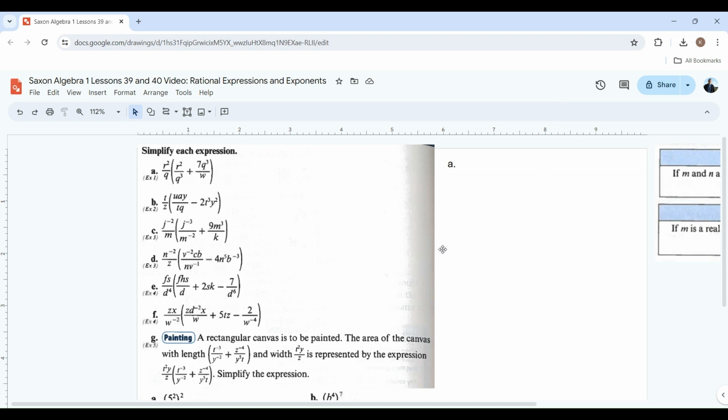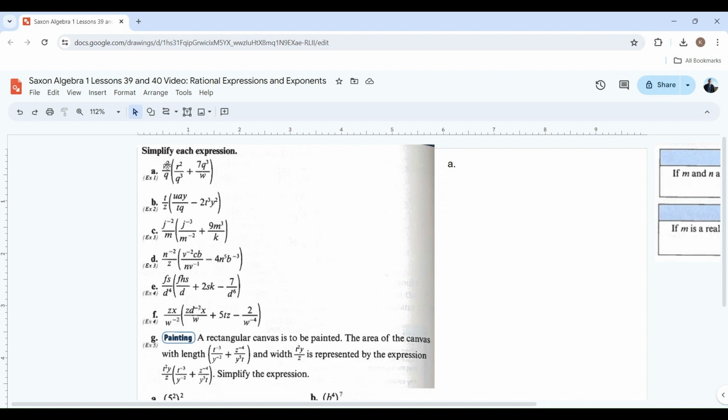Hey, Algebra students, in this lesson, we are going to be doing two different things. First of all, we're going to be simplifying rational expressions using the distributive property. That means we're going to be taking a bunch of fractions and multiplying them by other fractions, okay? Multiplying fractions is easy. You multiply across the top, multiply across the bottom. The only difference here is we're also going to be using the distributive property.